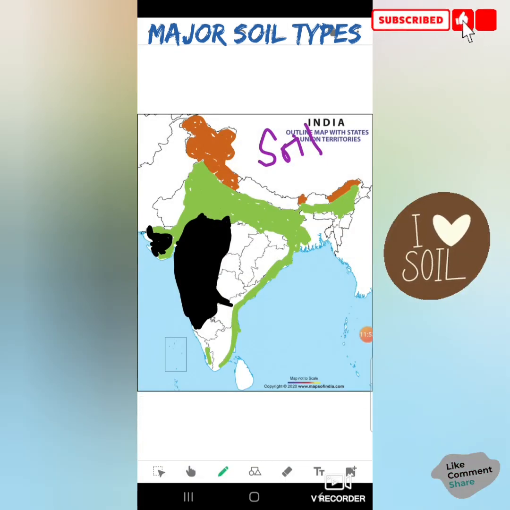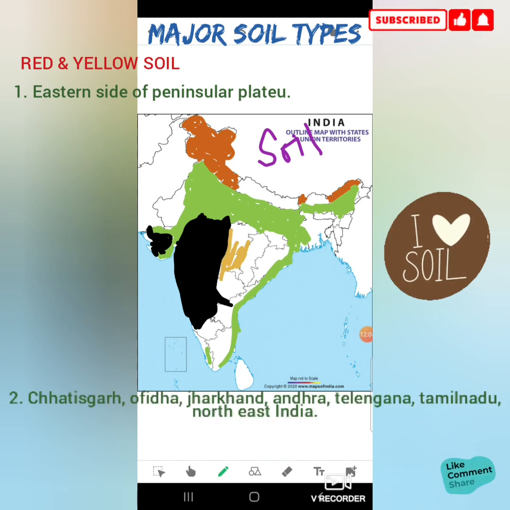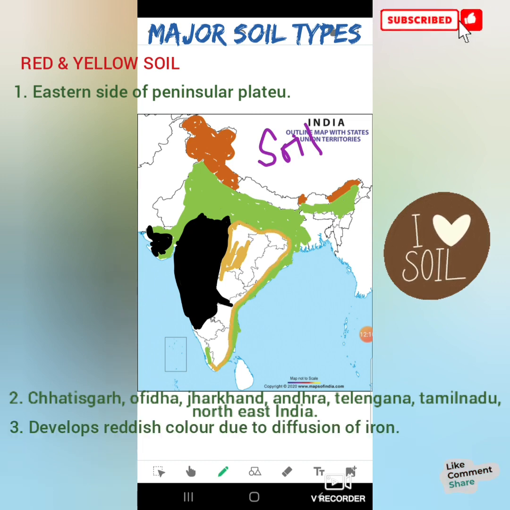So now the other part of this peninsular plateau is having the red and yellow soil. Okay, this peninsular plateau is the storehouse of minerals. You find all the minerals in this area. This part of India is having a lot of minerals in it.